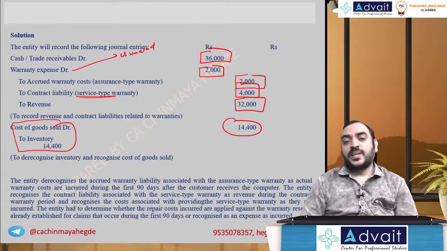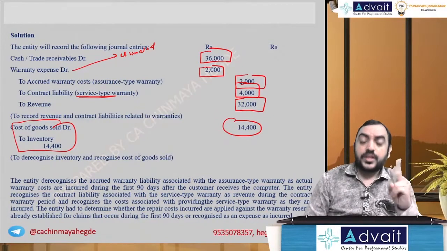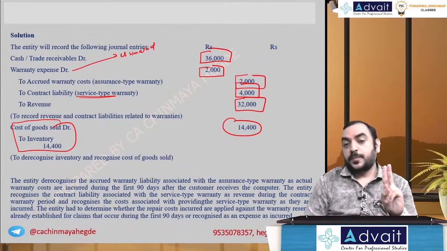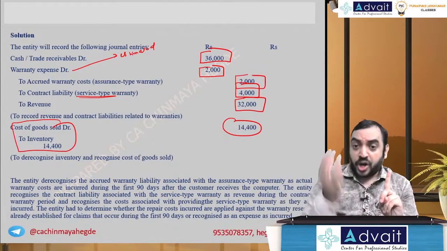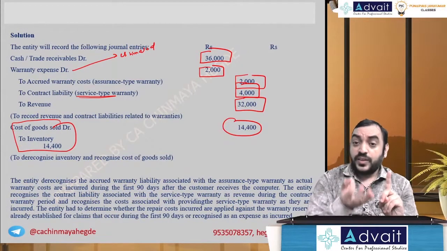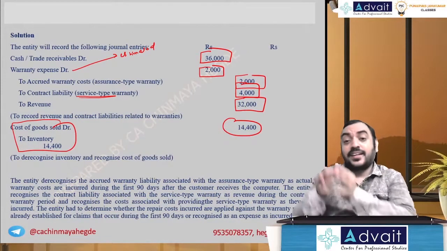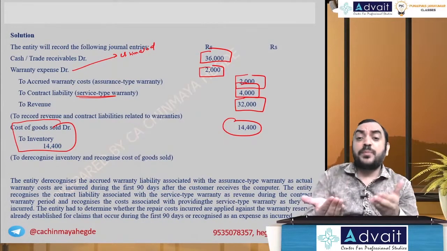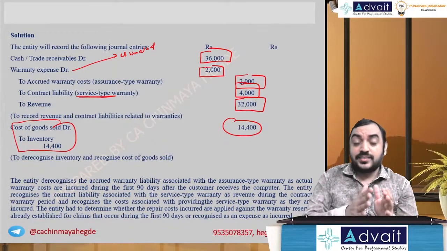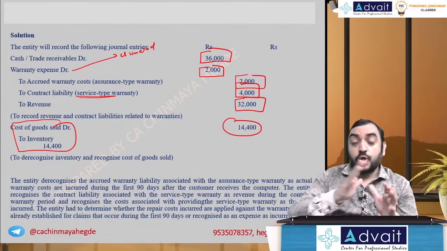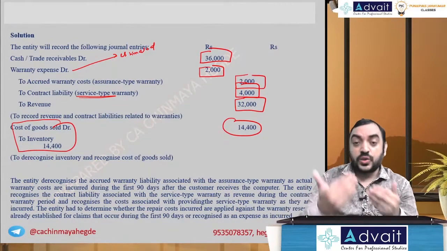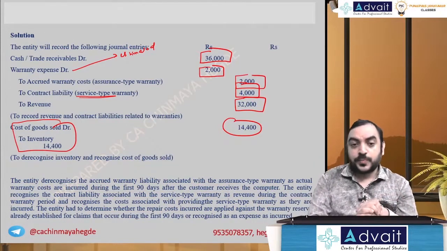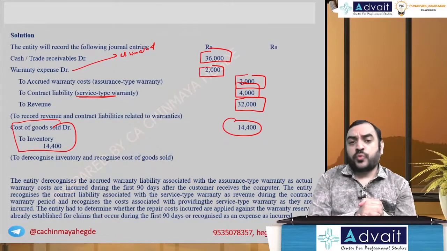I hope you are able to get this point, my dear friend. Two types of warranty: assurance type warranty, which is default, and service type warranty, which is optional. Now, for the assurance type warranty, which is part of the revenue 32,000, we recognize a separate liability and a separate expense. Whereas the service type warranty is extended, apportioned over the actual warranty period, in this case over a period of 3 years.